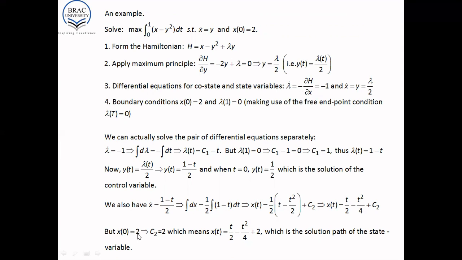But x of 0 is equal to 2, which means that c2 is equal to 2, right? When you plug in t is equal to 0, you get 0 minus 0 plus c2 equal to 2, which is one of the conditions, x of 0 is equal to 2. So we have x of t is equal to t by 2 minus t squared by 4 plus 2, which is the solution path of the state variable. So this is the solution to a relatively simple optimal control or dynamic programming problem.